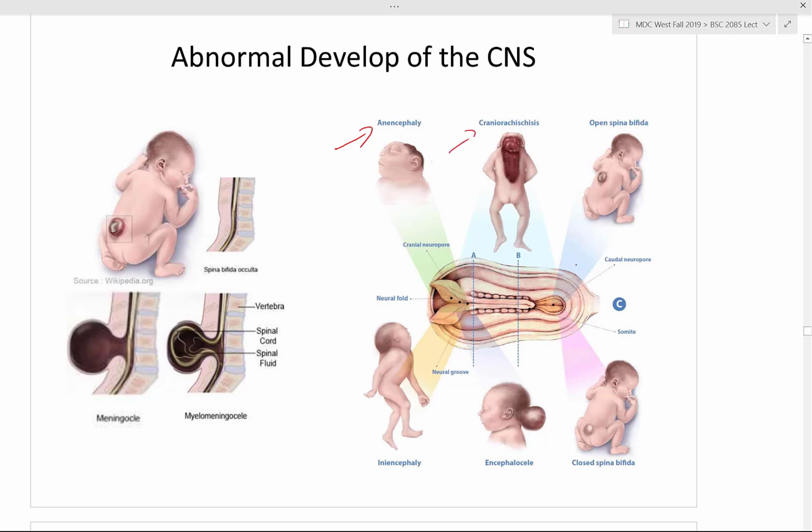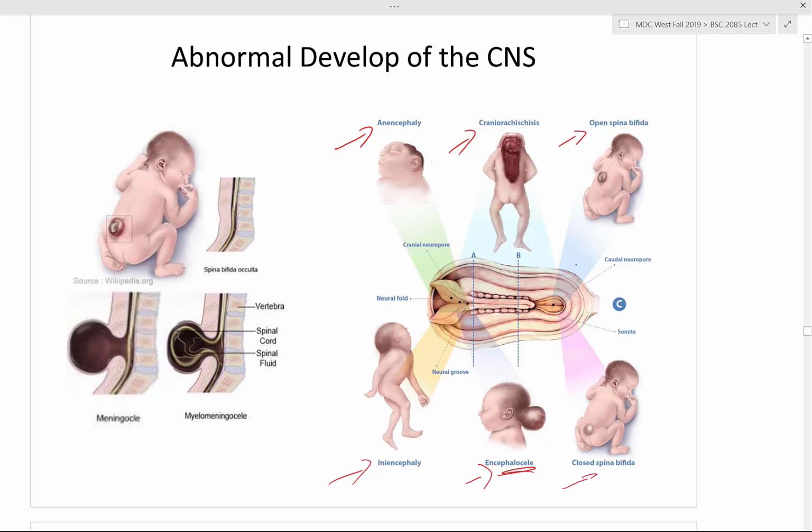You can have something known as cranial archischisis, right? Which is basically opening of the back of the cranium as well as the top of the spinal cord. You can have open spinal bifida. You can have encephalocele, which is within your brain matter, you have a filling of a cavity with CSF, and you can have a closed spinal bifida.